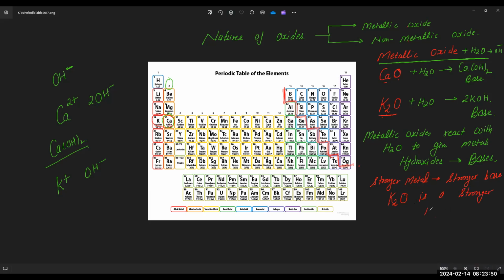Stronger base. All metallic oxides are called as basic oxides. Basic oxides means metallic oxides. Means when you add them into water, they give you bases. Stronger basic oxide means stronger metal. Weaker basic oxide means weaker metal. Is this clear to all of you?